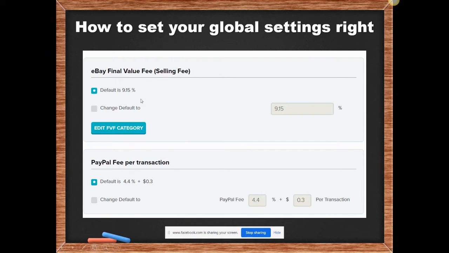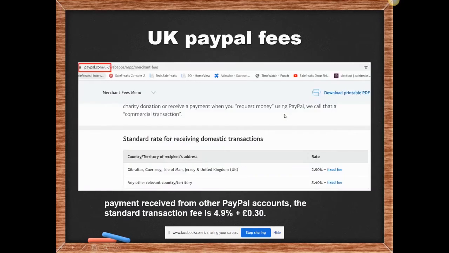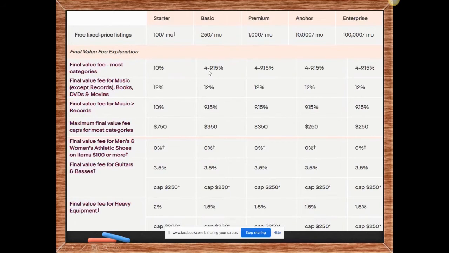So this is a screenshot from one of my stores, from the global settings, okay? So this is what it looks like. eBay final value fees. I've put 9.15%, right? Because it's clearly stated that the maximum I can pay is 9.15%. And the majority of my stores have a premium subscription.